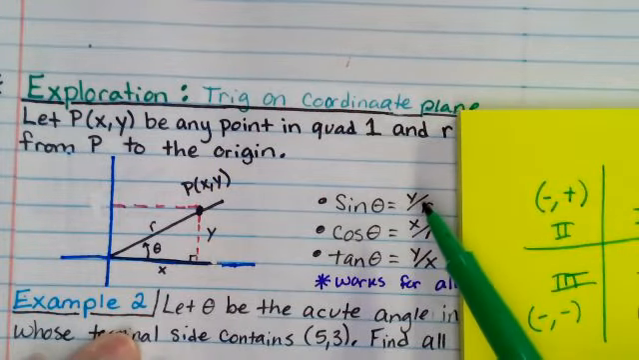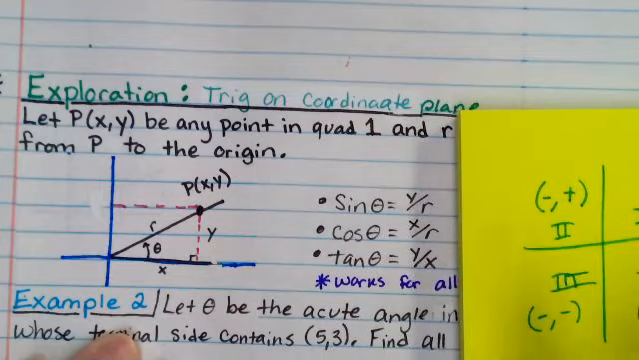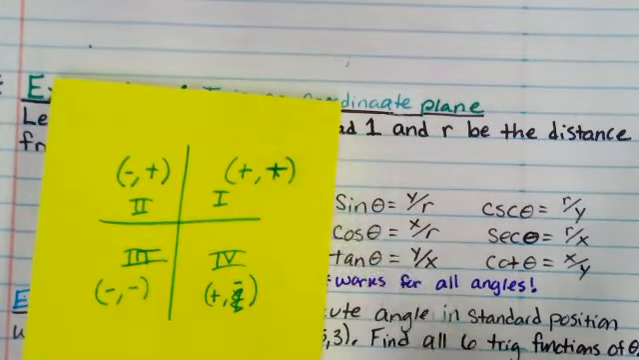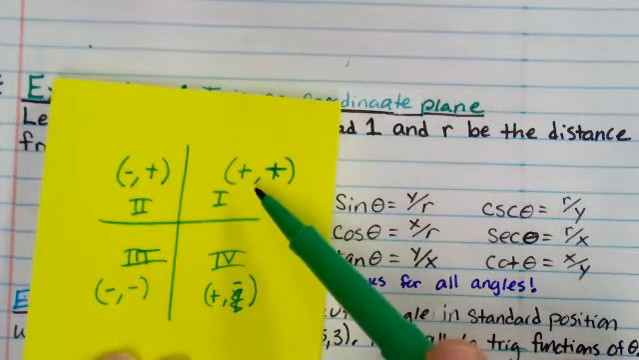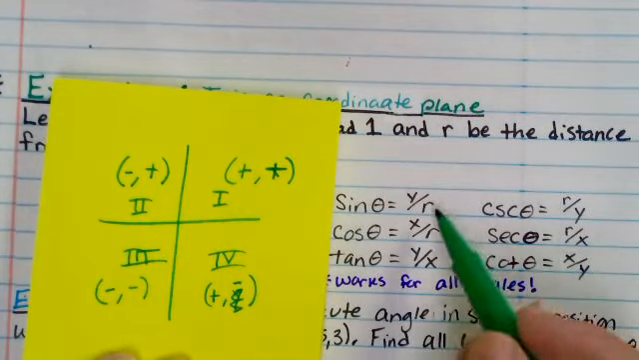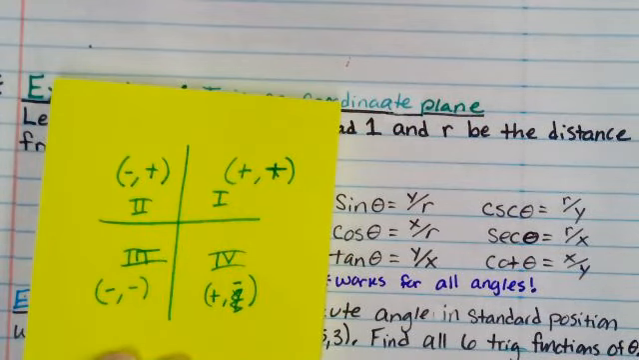So what I want us to do is think about how that affects our trig values. For sine, when they put y over r, in that first quadrant, the y is going to be positive. We're going to assume that r is always going to be positive, because it's just talking about the distance. So let's let r always be positive.